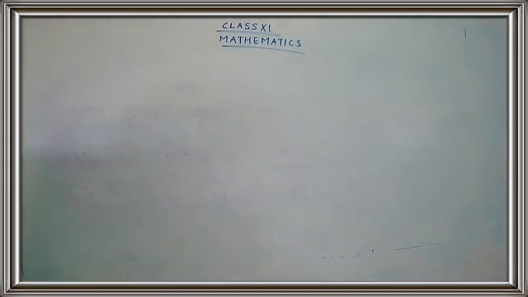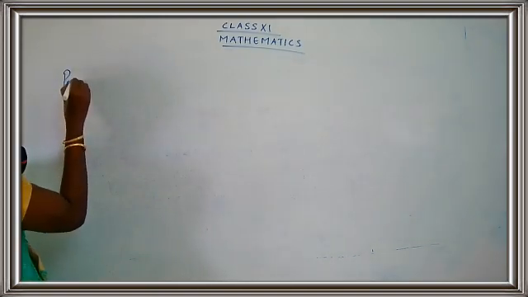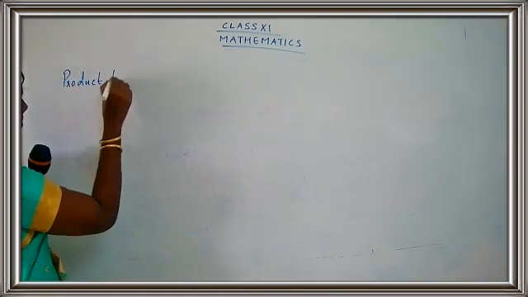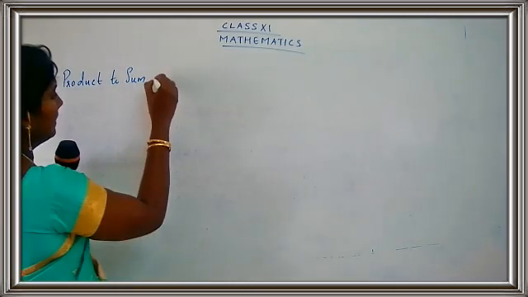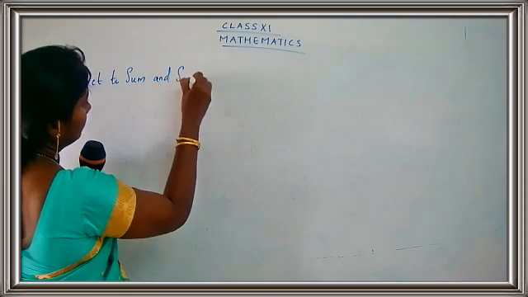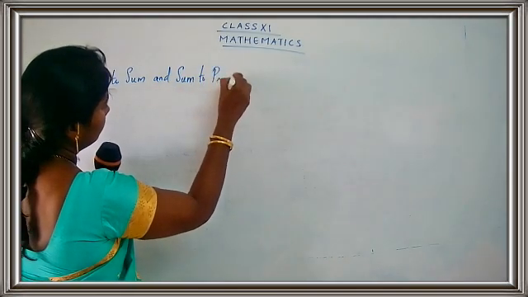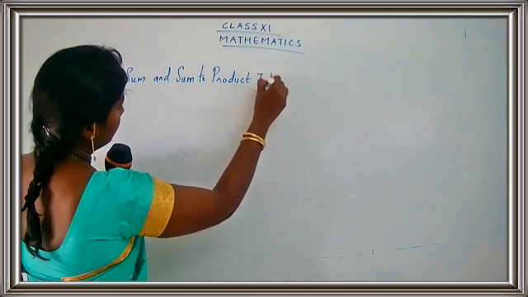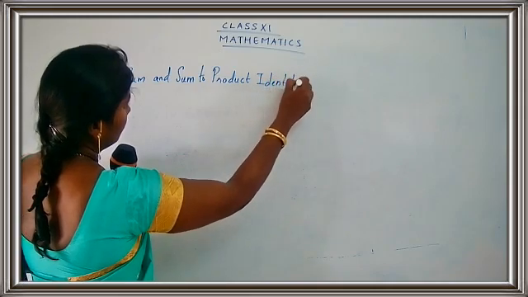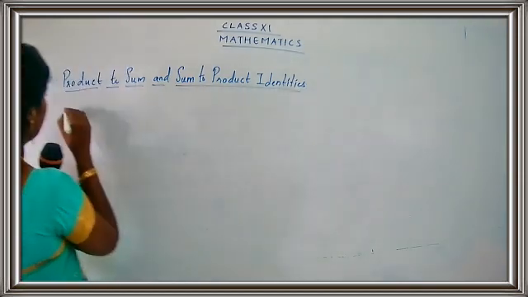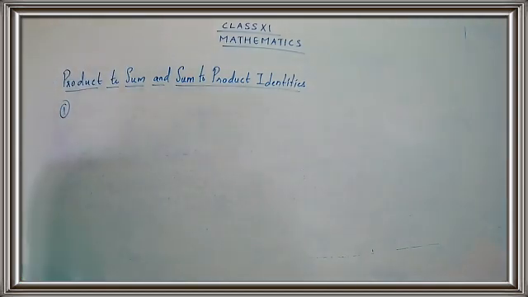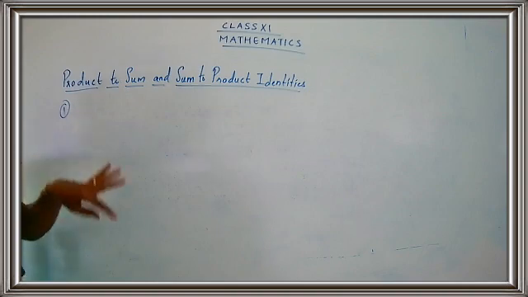The heading: product to sum and sum to product identities. So totally we have 8 identities over here, okay children. For product to sum we have 4, and for sum to product we have 4.